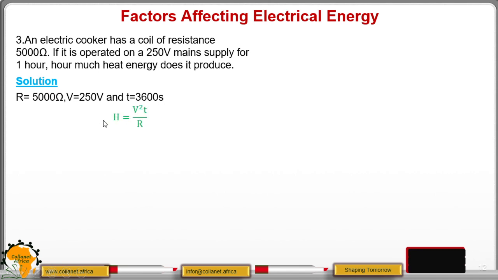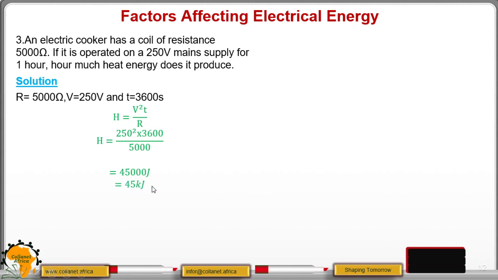Then from there, we now use this formula. Remember, we are given the voltage, the resistance, and the time. So we can use this formula and substitute our values. When you do so, you multiply 250 squared times the time, which is 3,600, then divide by the resistance, which is 5,000, and you find that the heat energy is 45,000 joules, which is equivalent to 45 kilojoules.